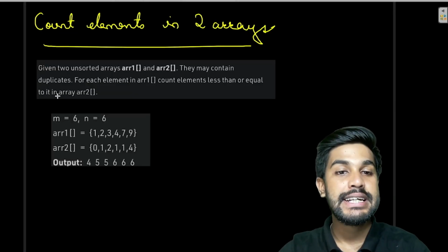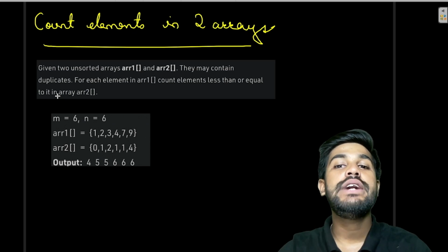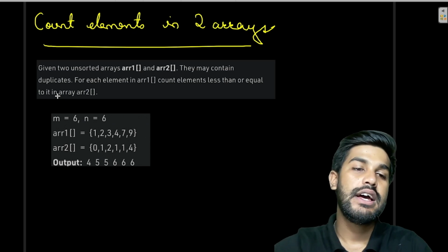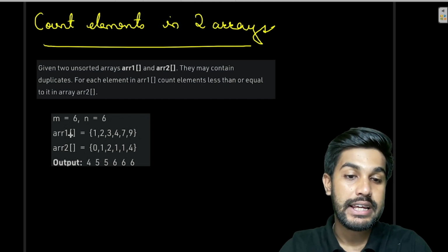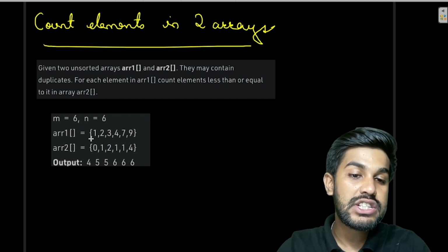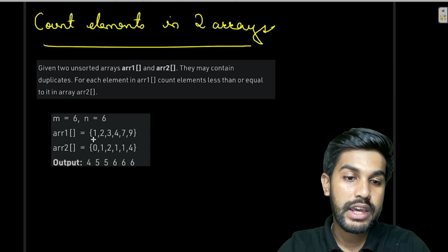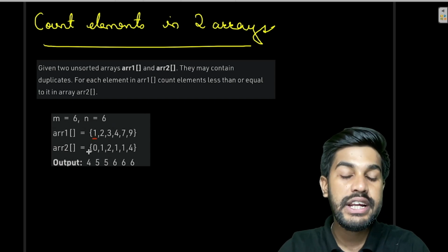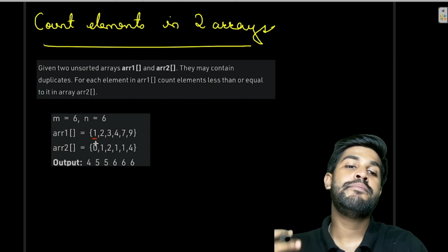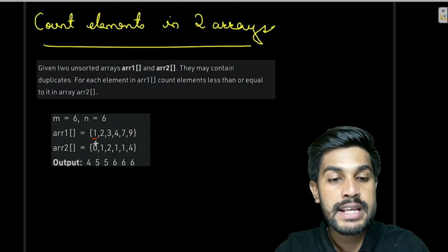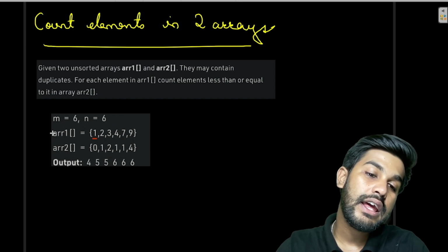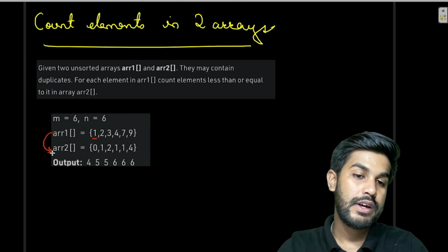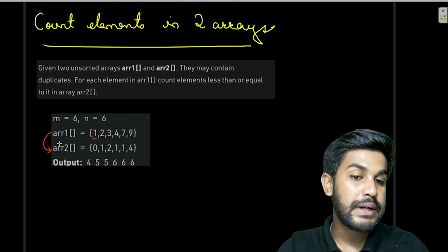Today we would be discussing the problem count elements in two arrays. Now in this problem we are given two unsorted arrays, and for each element of ARR1 we need to search the number of elements less than or equal to that number in ARR2 itself. So let us do the dry run for the sample test case.